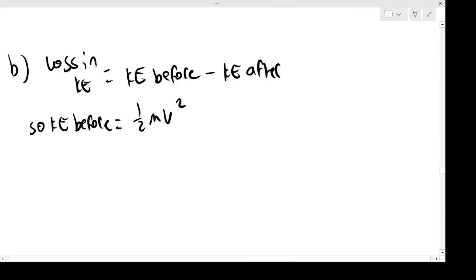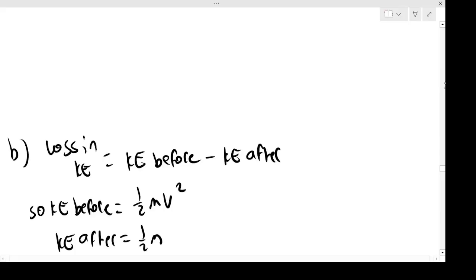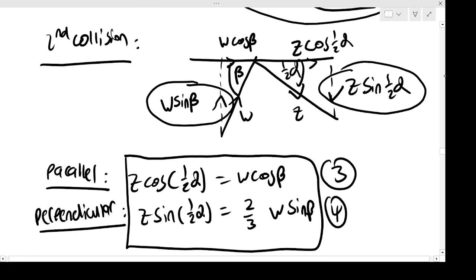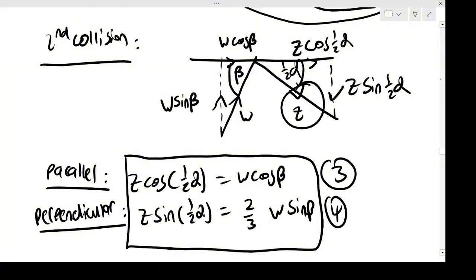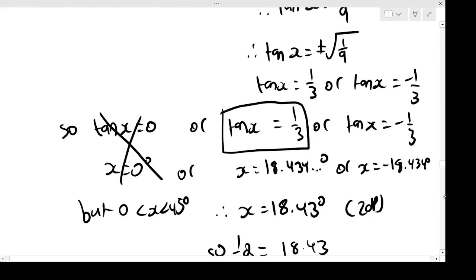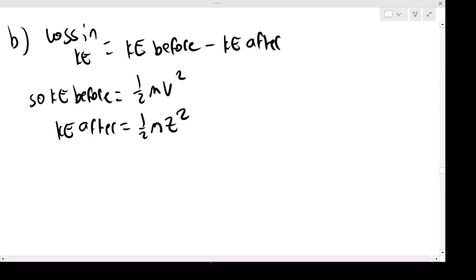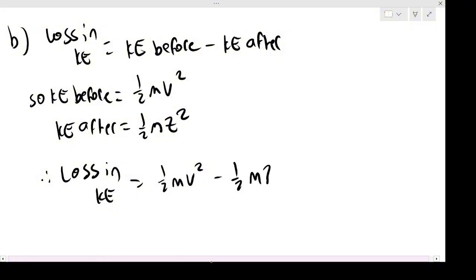Hopefully happy with that. Then the kinetic energy after, now that's referring to the kinetic energy after the second or the final collision, right? So it's going to be half m, and what's the final speed? It's w, right? Oh no, z, we called it z, didn't we? So the final speed after the second collision is z, so it's going to be z squared, okay? And so therefore the loss in kinetic energy, if we take them away, is going to be half mv squared take away half mz squared.